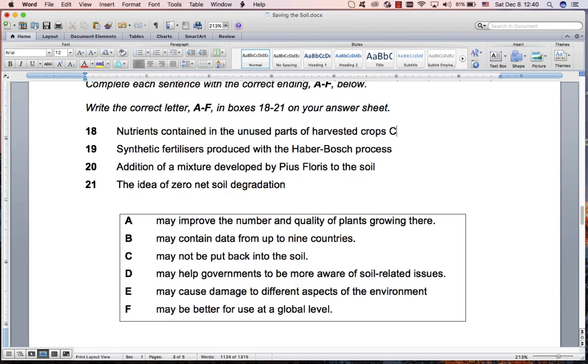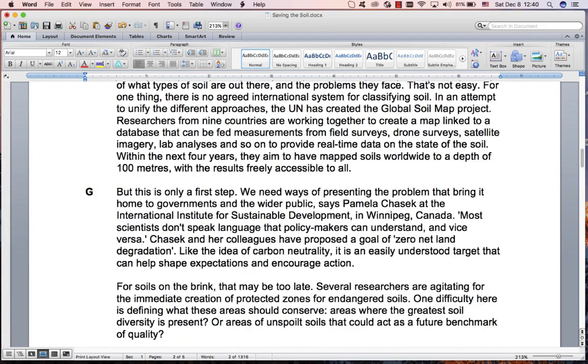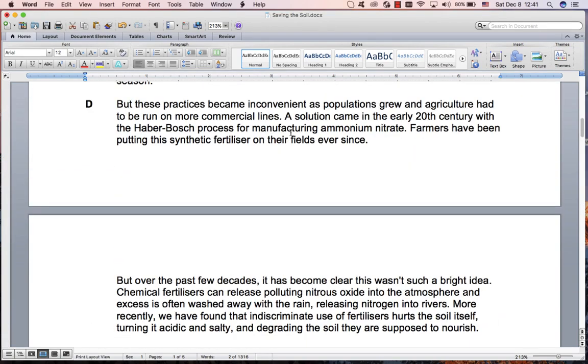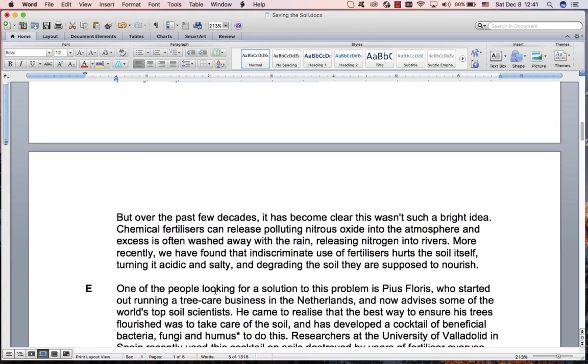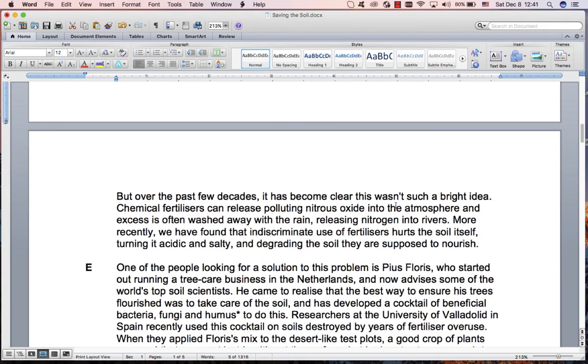Right, so what do they say about these synthetic fertilizers that are produced with this process? It's difficult to isolate the sentence because they talk about the synthetic fertilizer there, but they also talk about the chemical fertilizers over there. This wasn't such a great idea. Putting this synthetic fertilizer on the fields wasn't a great idea. The chemical fertilizers released these into the atmosphere and washed away with the rain into the rivers.